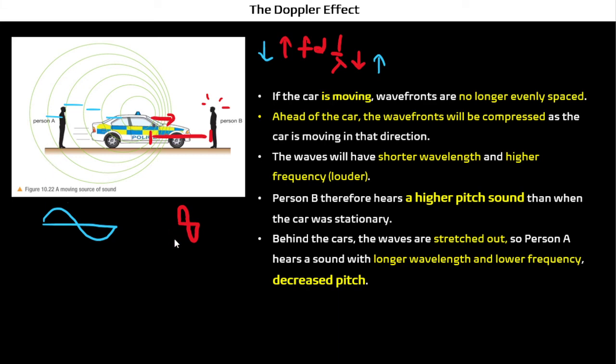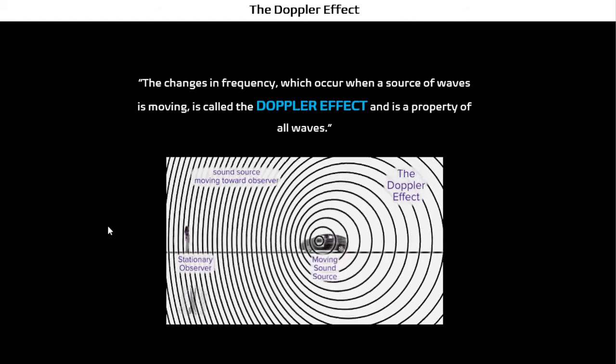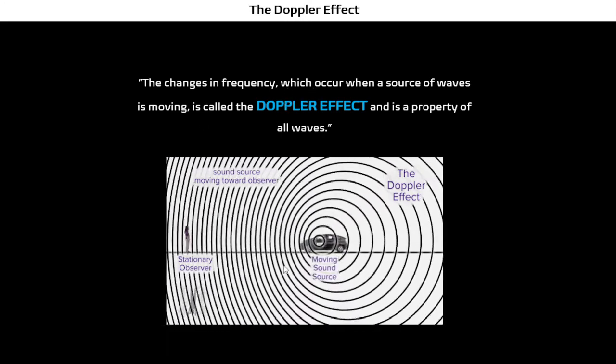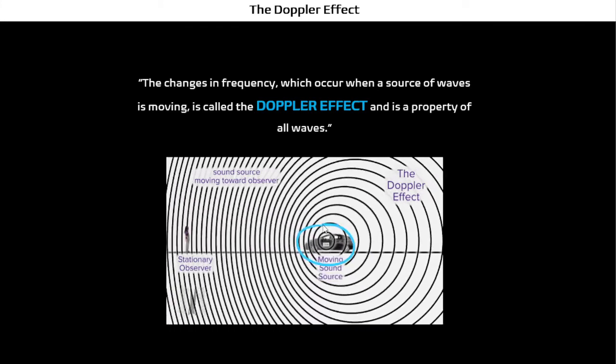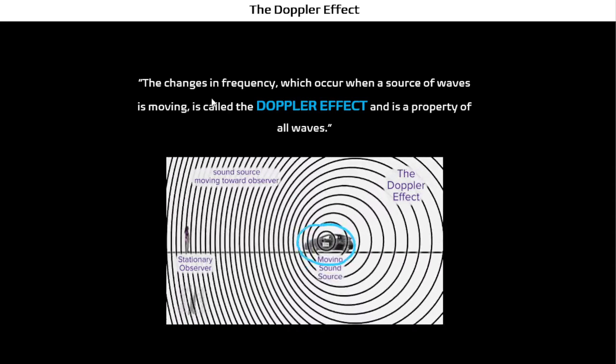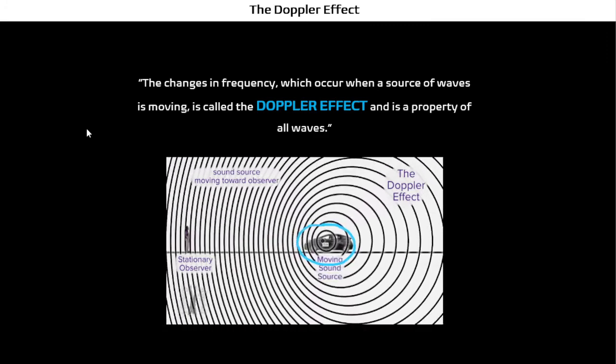And this entire phenomenon is called the Doppler effect, and the definition that we can use to sum it up is the change in frequency which happens when a source of wave is moving. Okay, this is a source which is emitting the wave, sound waves, or whatever type of waves. But the frequency is going to change because of the distance and the wavelength. That effect is called the Doppler effect, and it is a property of all waves.